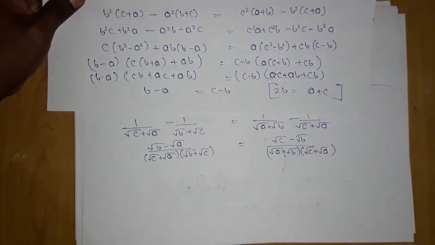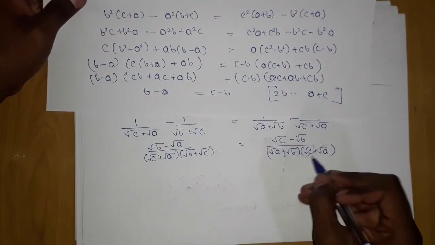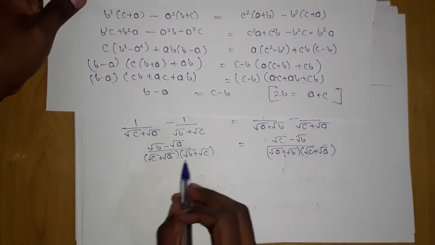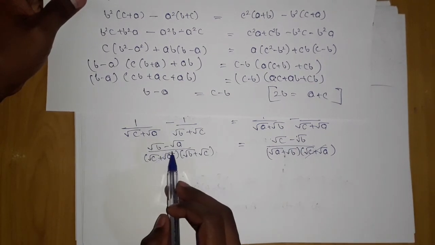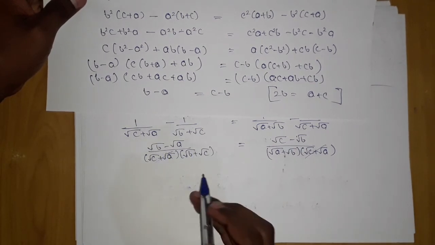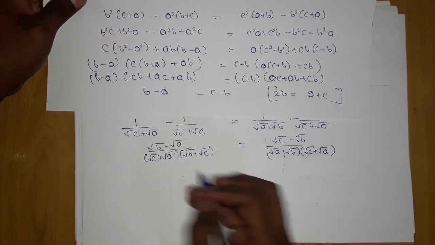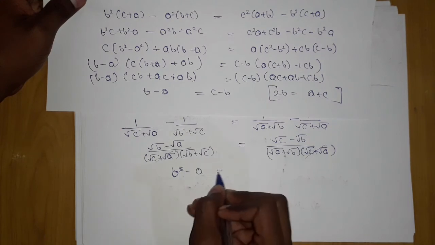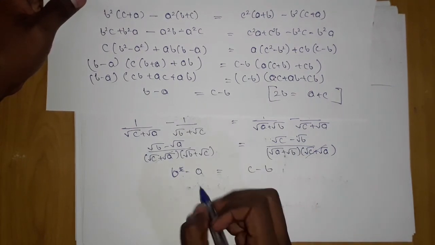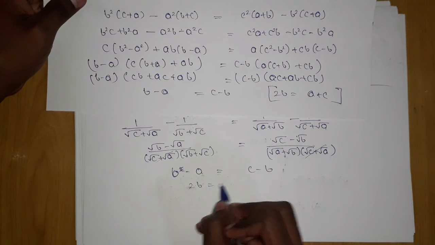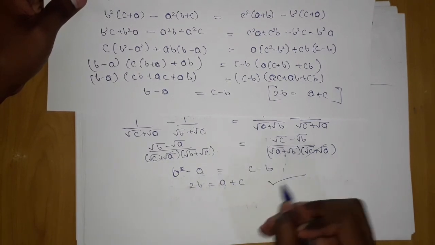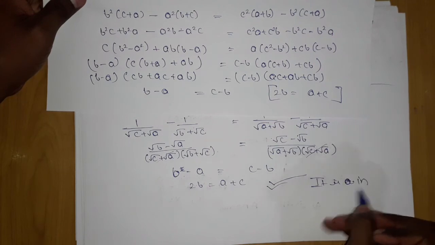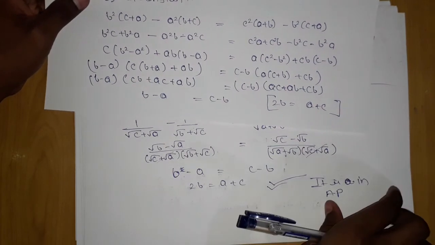Now what we are getting? On both sides, c plus a will cancel out. So what we are left with is under root b minus under root a, under root b plus under root a. Now if I move it, it is a minus b, so it will become b minus a, and here it will become c minus b, which will give me 2b is equal to a plus c again, which will prove that it is in AP. So we are done with the second one.